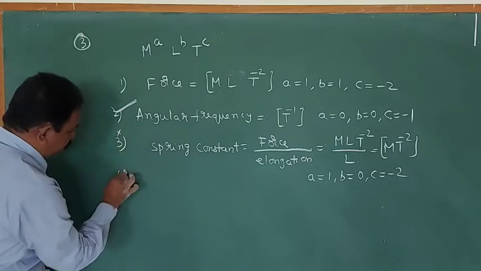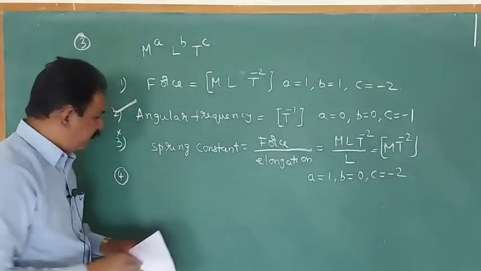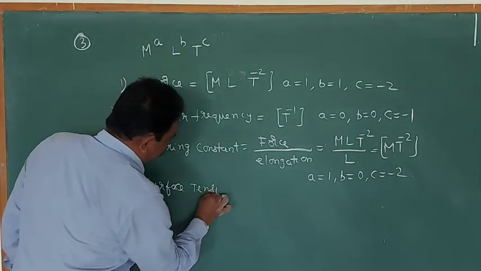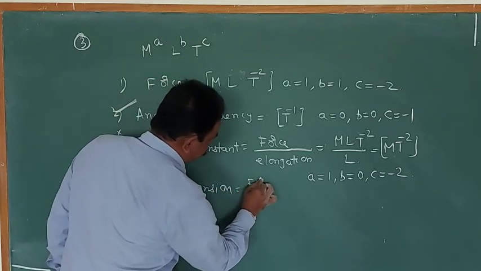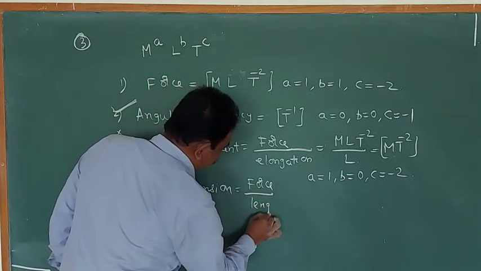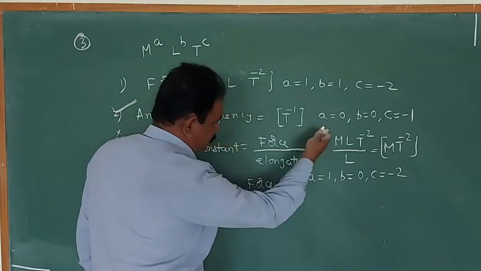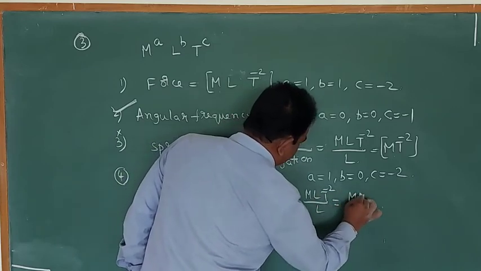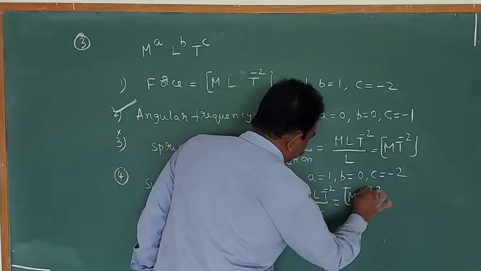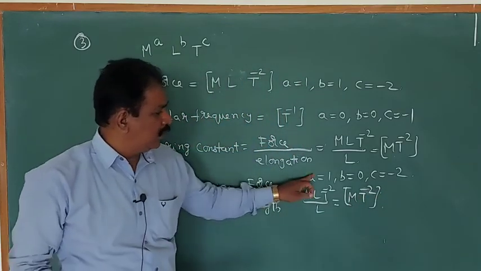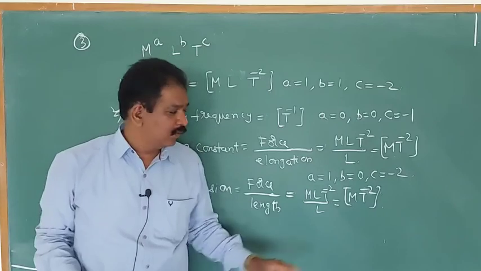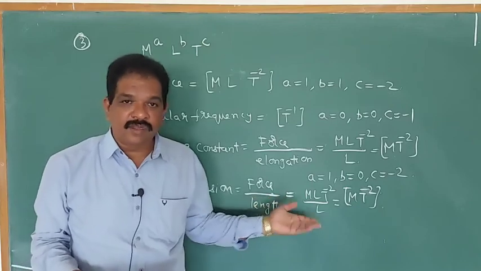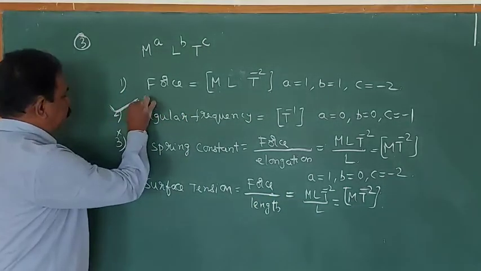Next, come to 4. Surface tension. Its formula also is force by length. Same, M L T power minus 2 by length, so M T power minus 2. So a is equal to 1, b is equal to 0, c is equal to minus 2. That is also wrong according to that. So this will be the correct option.